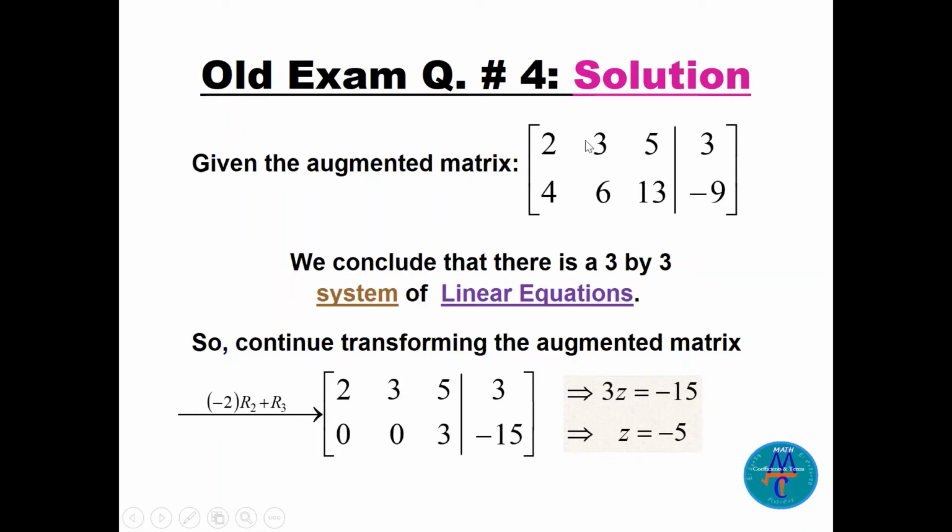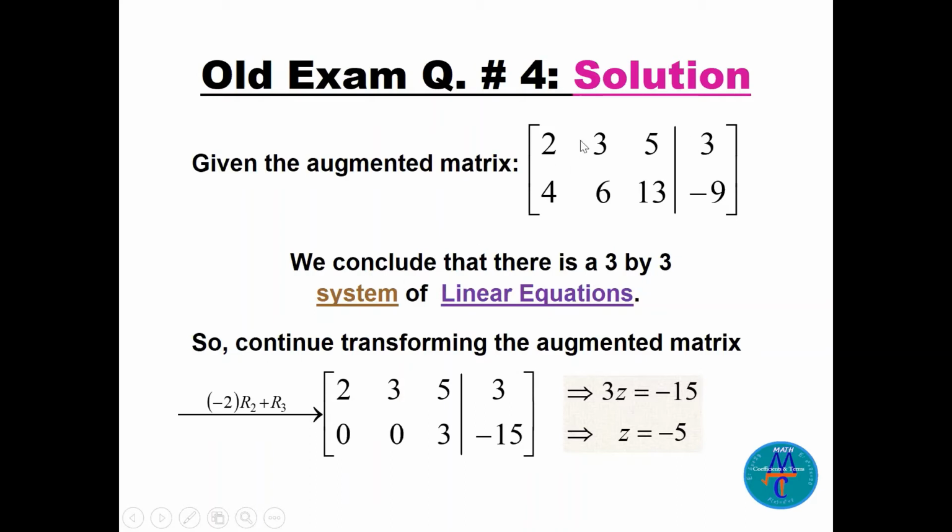I will leave now row 1. There is no need to change this number to 1 because we will have fractions and a big mess. So we can leave it because we have to work in the last row first. Let's multiply with minus 2 here and then add. So it will be minus 4, add will be 0, but we have to change the whole row, remember.